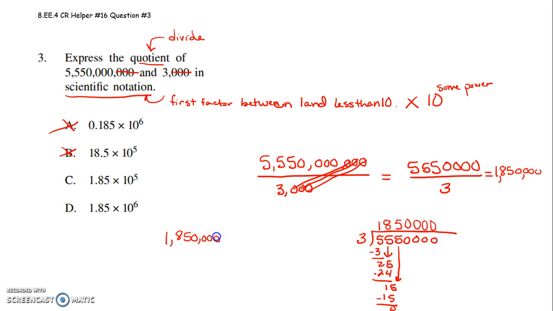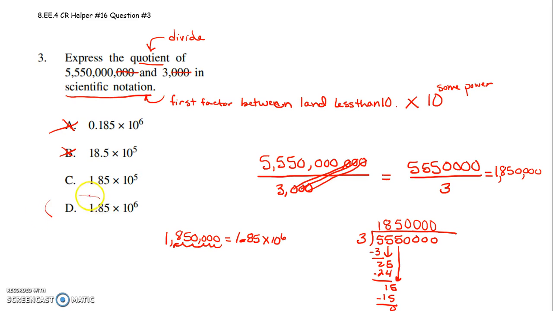So now I'm going to take 1,850,000 and put it into scientific notation. So I'd take this and I'd move this decimal point 1, 2, 3, 4, 5, 6 places over. 1.85 times 10 to the 6th power.